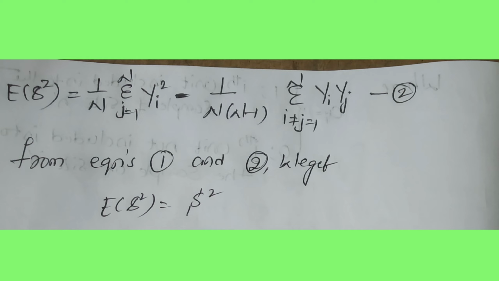From equation 1 and equation number 2, we have to compare these two equations. Equation number 1 is similar to the sample mean square and equation number 2 is similar to the population mean square. So the expectation of the sample mean square equals the population mean square.